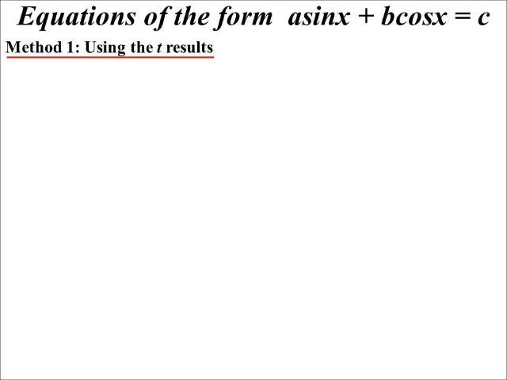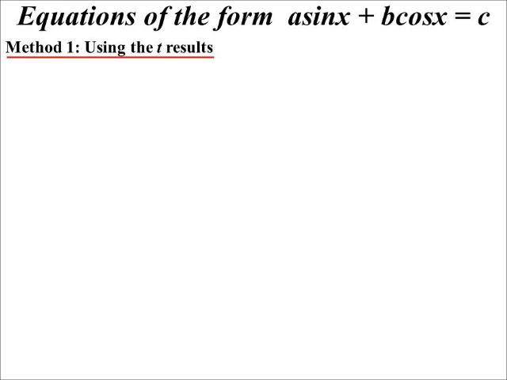Still looking at trig equations, but a very specific type of equation. And we're going to look at a couple of different ways we can approach to solve this. So it's one that's in this form: some constant times sine x plus some constant times cos x equals a constant. And that constant number is not 0.